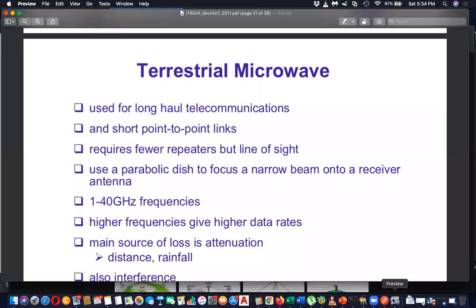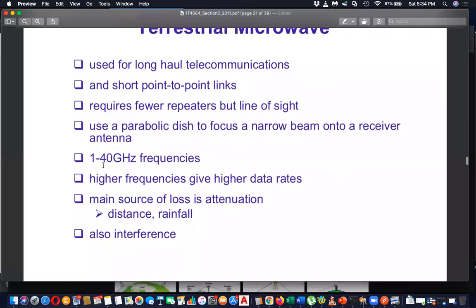Okay, so then let's go back. So the frequency is given, and higher frequency will anyway increase the data rate, so that we know. So main sources of the loss is attenuation. Attenuation is the basic problem for this as well, right? So because signal can drop with the distance and the rainfall. So what will happen in the rainfall? The line of sight will be disturbed.